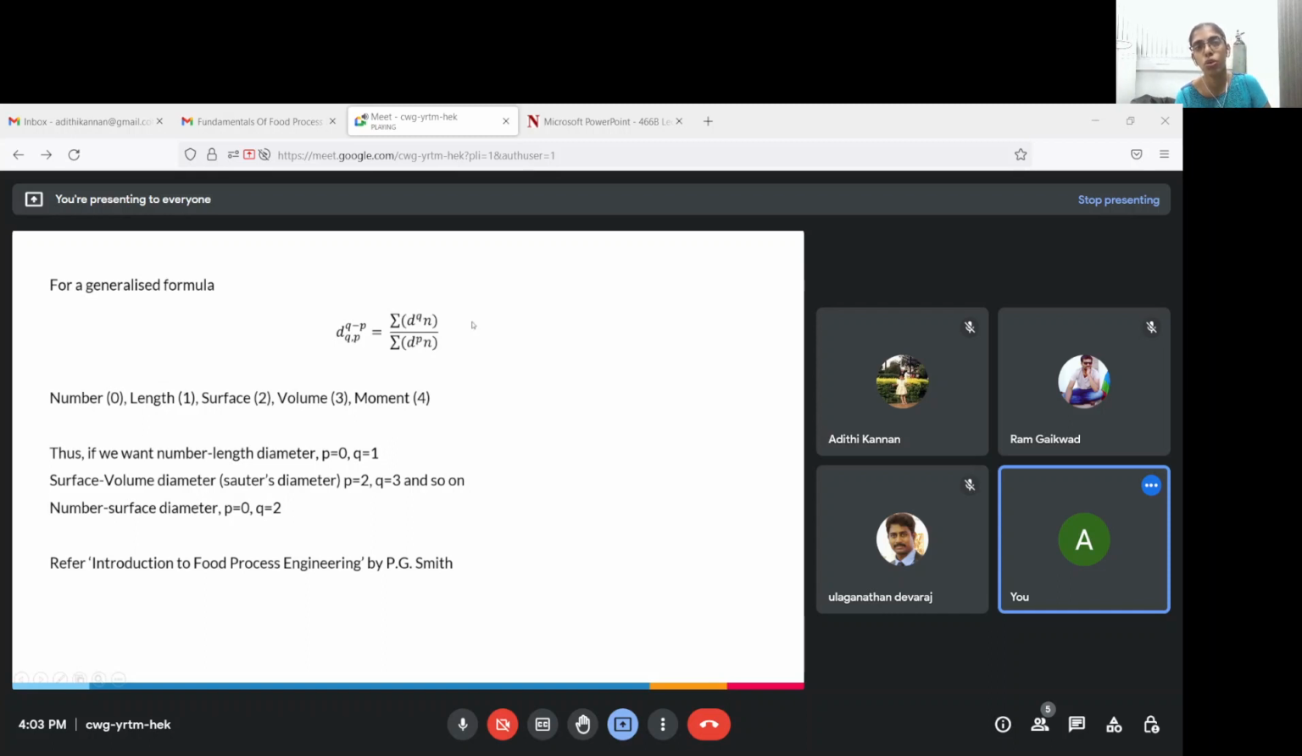So this is more of a generalized formula that will help you to understand instead of memorizing the formulas. More about this is given in Introduction to Food Process Engineering by P.G. Smith. If you want, you can go refer to that.